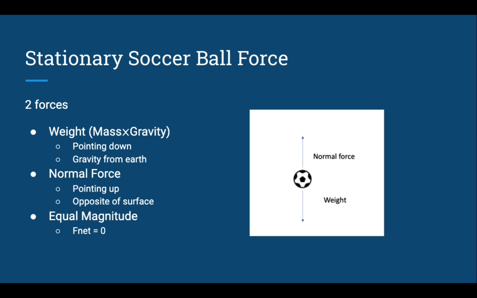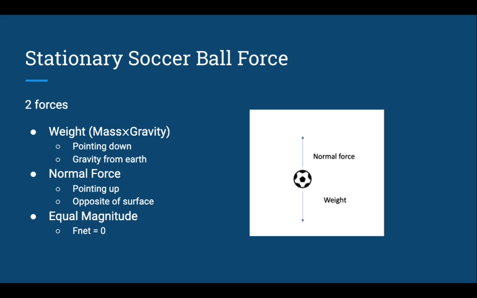First, since the ball is not moving, you only have two forces acting on the ball: the weight, which is mass times gravity. Mass is the amount of matter an object is made of, and gravity is the force towards the center of the earth. The weight vector will be pointing down. Next, we have normal force, which is the force opposite from what the object is on. Basically the force created by the ground so it will not fall through.